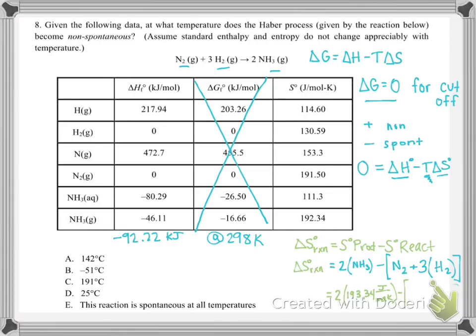Now minus 1 times the value for N2, which is 191.5 joules per mole Kelvin. And then we'll have 3 times the value for H2, which is 130.59 joules per mole Kelvin. Oh, you guys probably can't see that at all because of the silly finger that's pointing. Let me rewrite that. Okay, hopefully that's better.